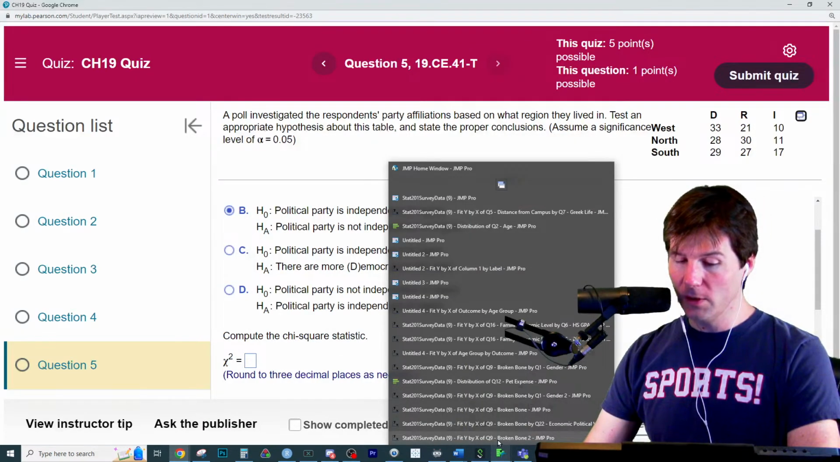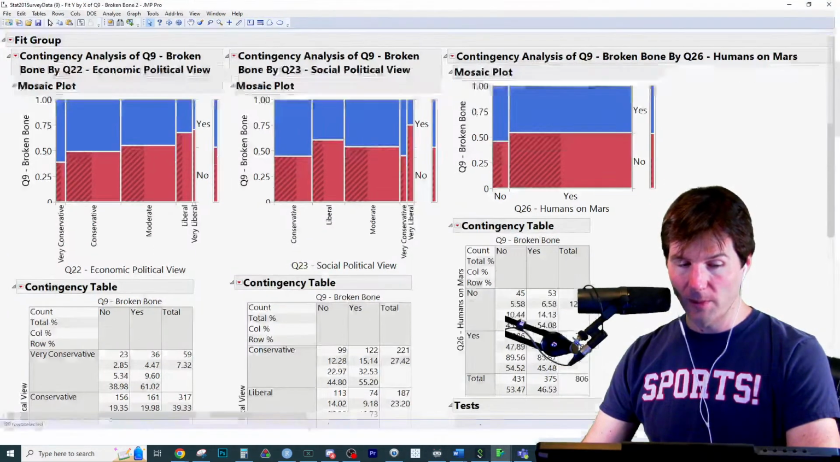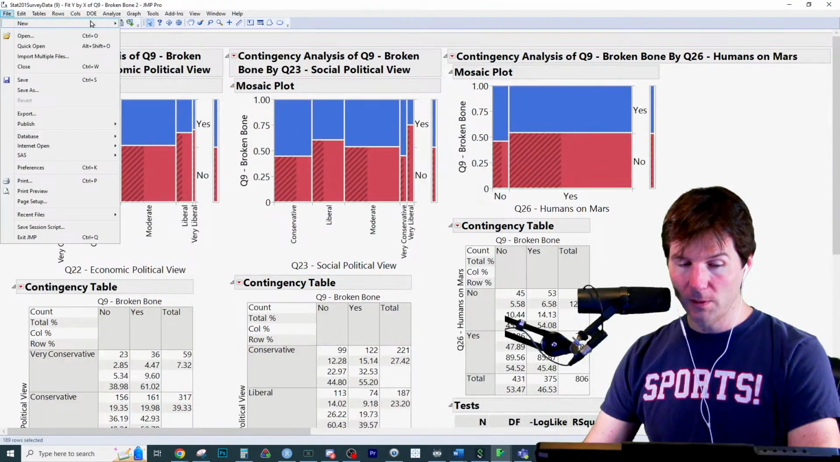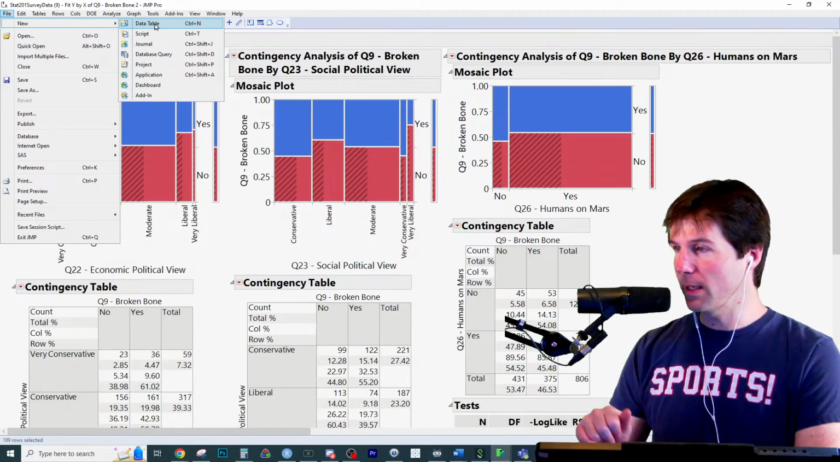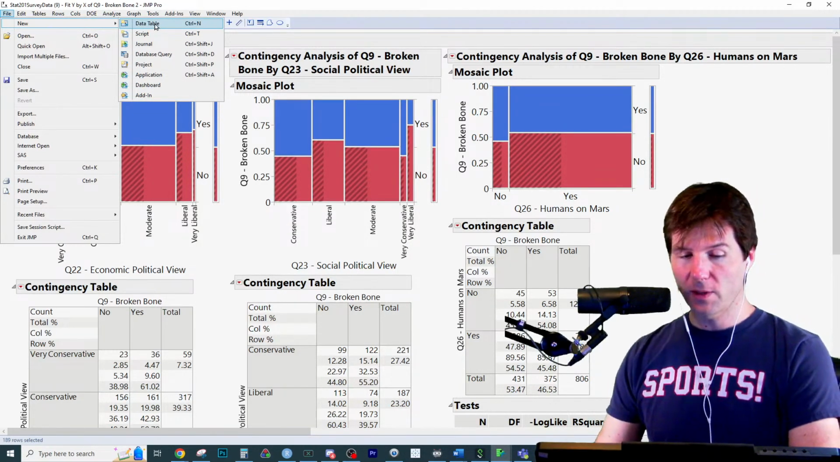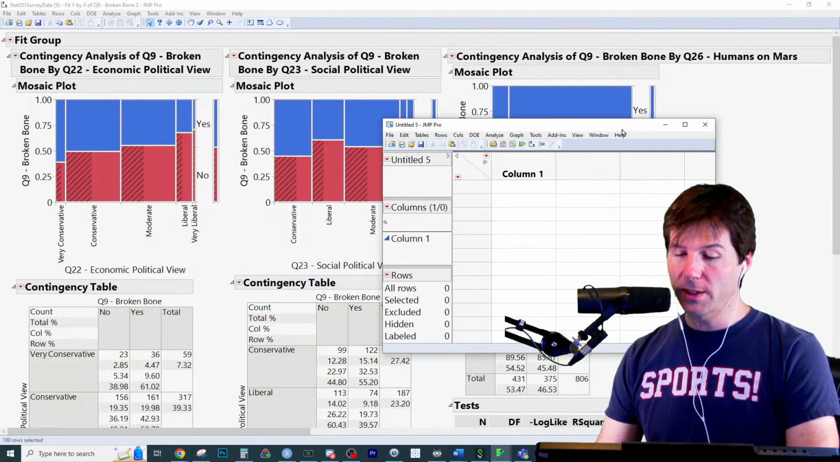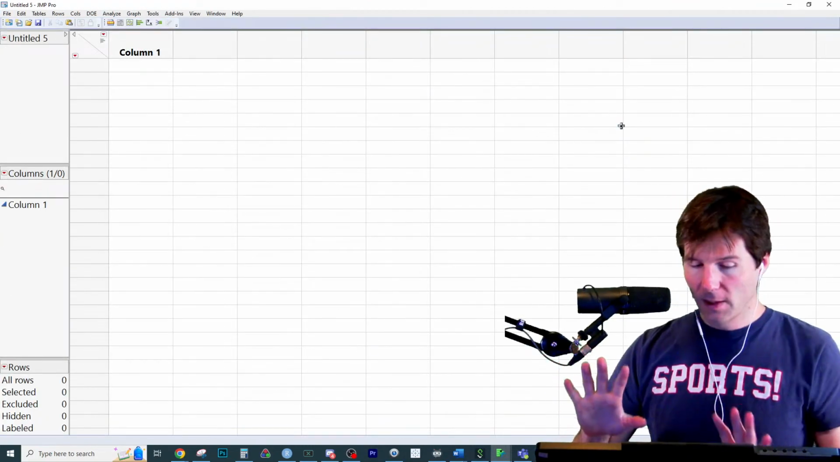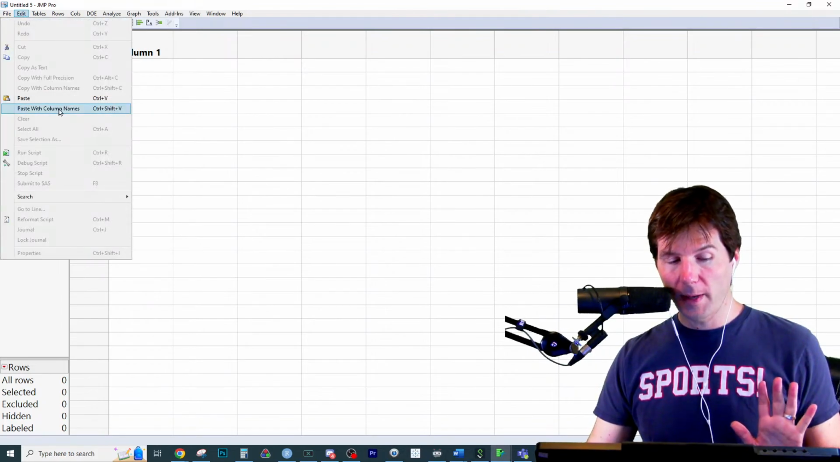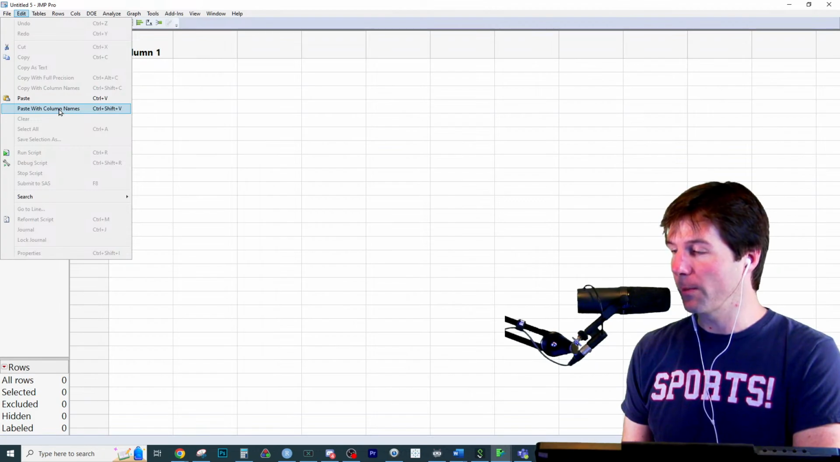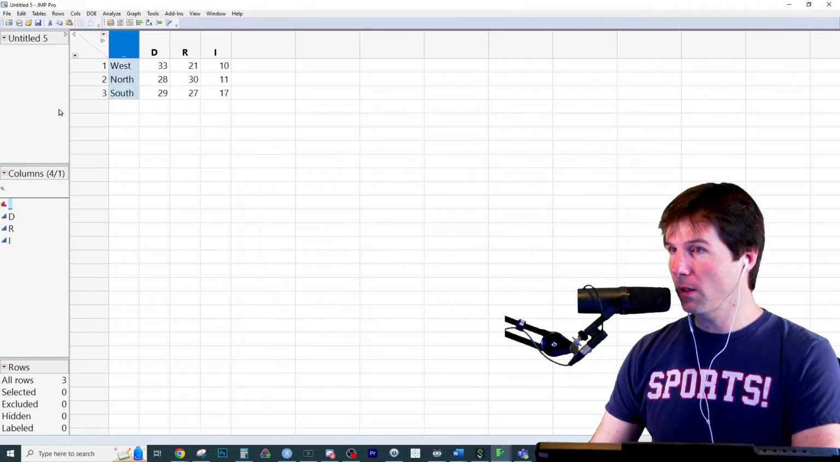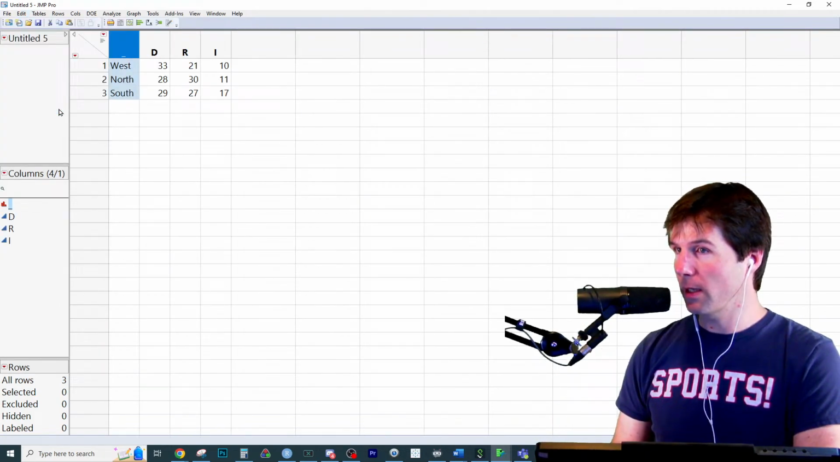Now you want to go anywhere inside of JMP. You can be anywhere inside of JMP, and then go to File, New, Data Table, just anywhere inside. Click anywhere inside JMP, File, New, Data Table. Once you've gone to File, New, Data Table, don't click inside of it yet, go to Edit, Paste with Column Names. Very important that you paste with the column names right there. Now that you've pasted with column names, you'll see it all at the top right there.